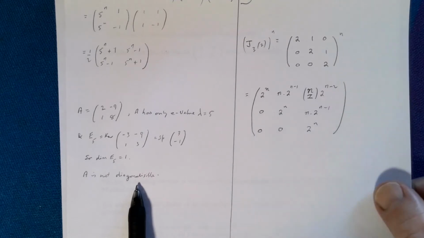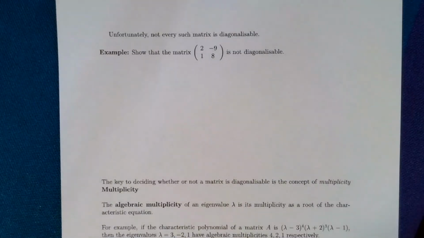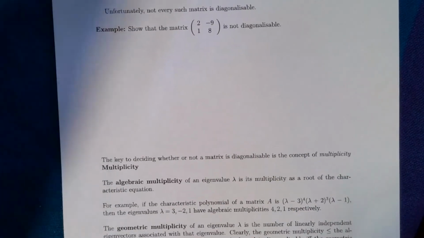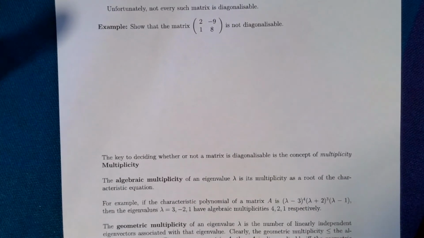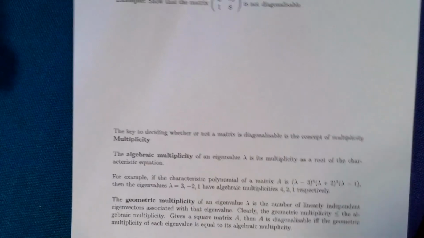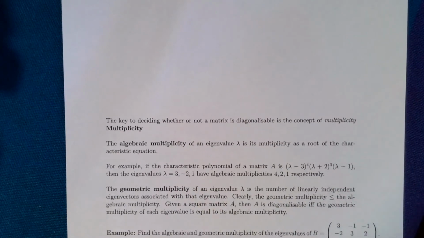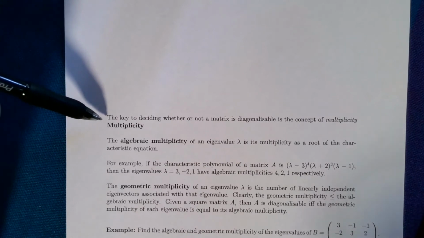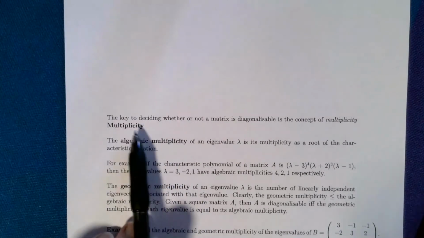So that's the situation where we really like diagonal matrices, because you can do what we did up here and calculate nth powers of matrices. And so we'd like to be able to do something with non-diagonalizable matrices, and that's going to lead us to the Jordan form. So the key to deciding whether or not a matrix is diagonalizable is the concept of multiplicity.